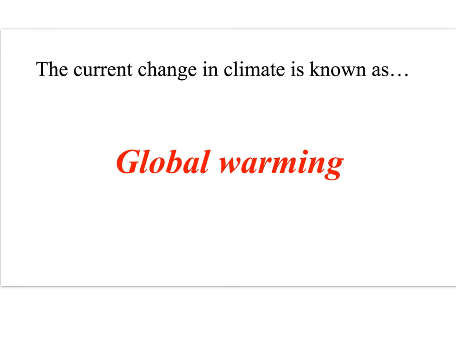which finally brings us on to talk about what the current change in climate is known as. Okay, so we know that climate change has occurred over time. We've got these glacial periods, these interglacial periods. What we're currently experiencing is a really rapid warming of the Earth. And that leads us to a phrase which has become very, very common, and that is global warming. We are now experiencing unprecedented warming of the Earth.